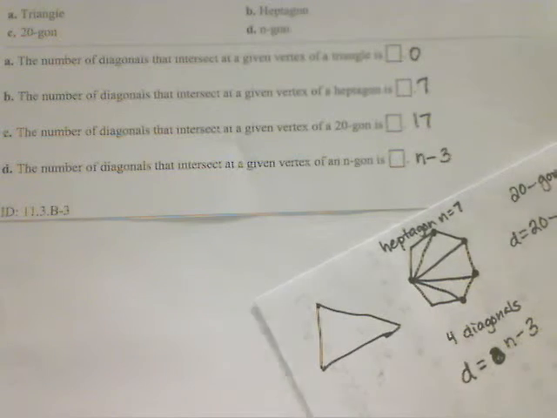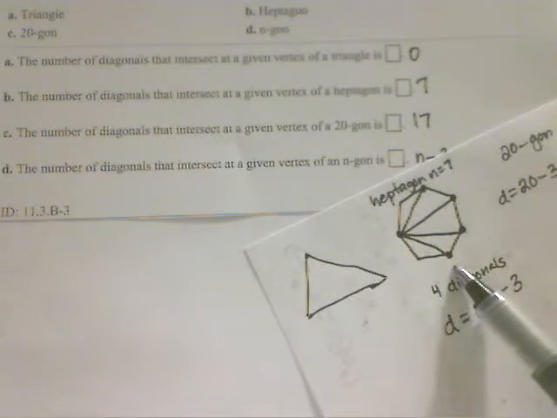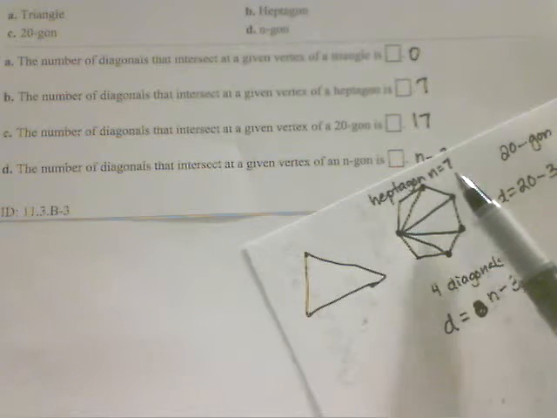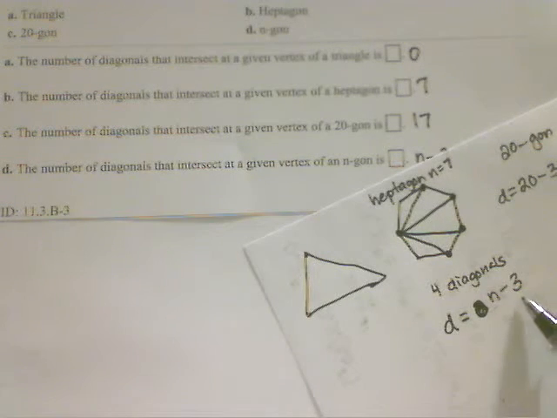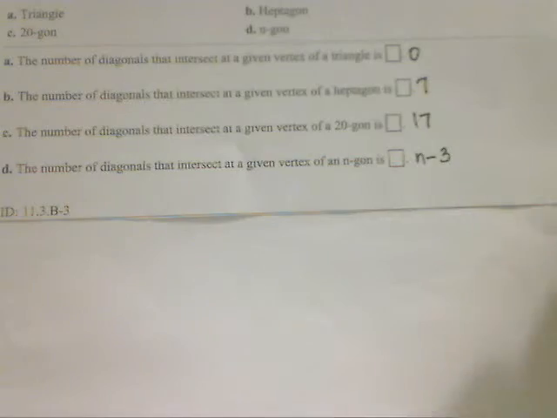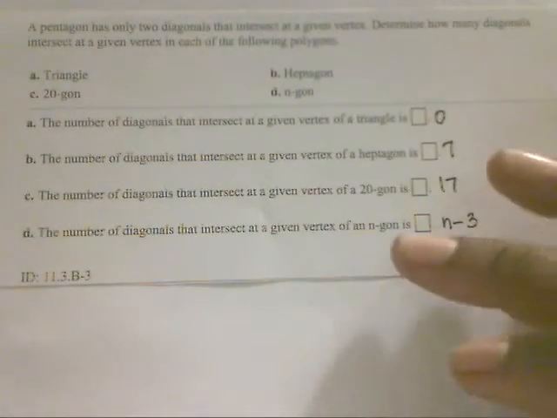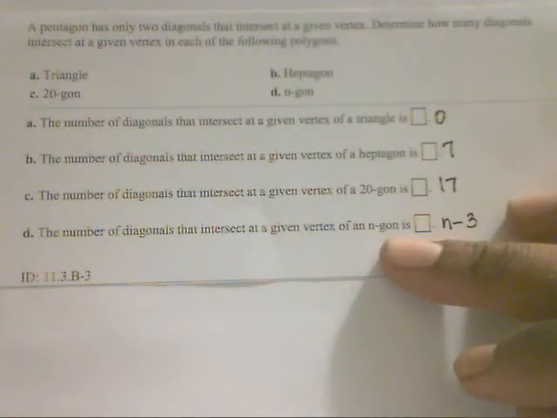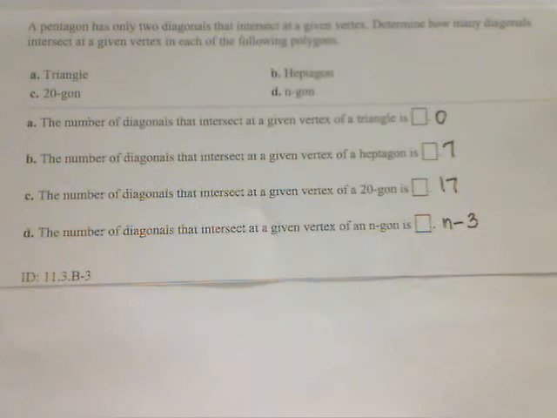You can look at this situation with the heptagon, where I have 7 sides and I came up with 4 diagonals. So the difference between the number of sides and the number of diagonals is always 3. To get the number of diagonals, you always subtract 3 from the number of sides. So the number of diagonals in an n-gon that can be intersected at any given vertex is n minus 3. And that should assist you with some of the homework problems in section 11.3.